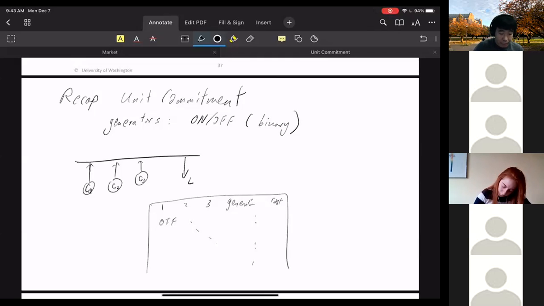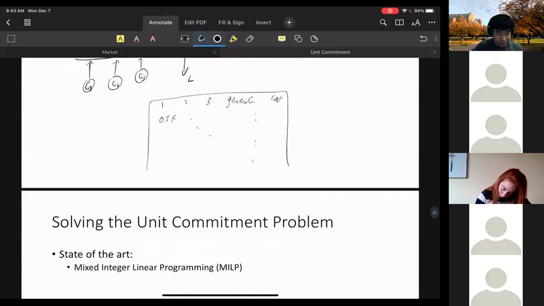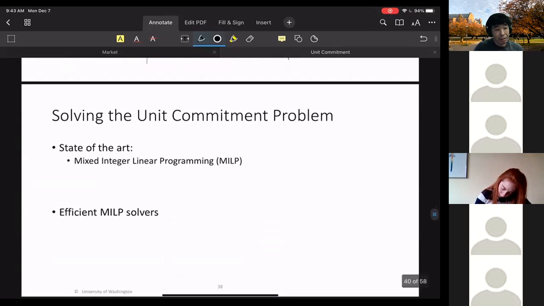Okay. So of course, for us, it will be mostly table generation, right? Of course, in practice, we don't generate tables, right? There's no way you can generate a table for a problem of any practical size. So in practice, what the unit commitment problem boils down to is called mixed integer linear programming.